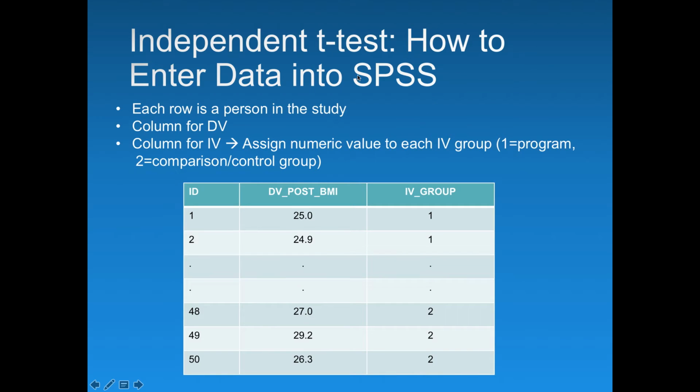Okay. So this shows how you're supposed to enter the data into SPSS. Each row of data will be one person in your study. And you'll have one column for the DV and one column for the IV. This is the part that gets people confused: you're going to assign a value for each IV group. So maybe we have 1 as the program group and 2 is the other group, off on the sidelines. When you're putting them into SPSS, you have to put the 1 and the 2 and then go on to that variable view page and type in what those mean.